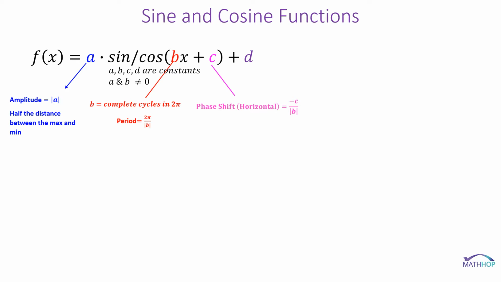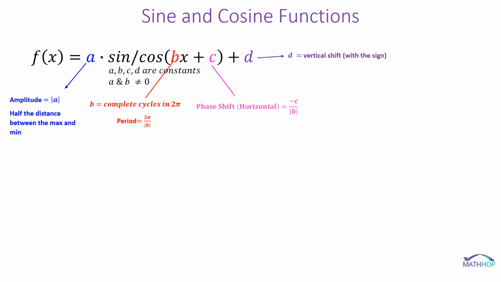Phase shift is a new term, but it's basically your horizontal transformation, which you are used to. Because it's a little bit different, it's not just the opposite value of C. You have to find the phase shift by taking the opposite value of C and dividing by the absolute value of B. We'll get into that too.